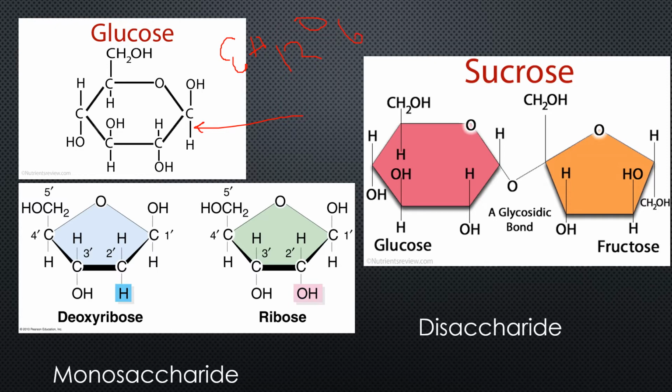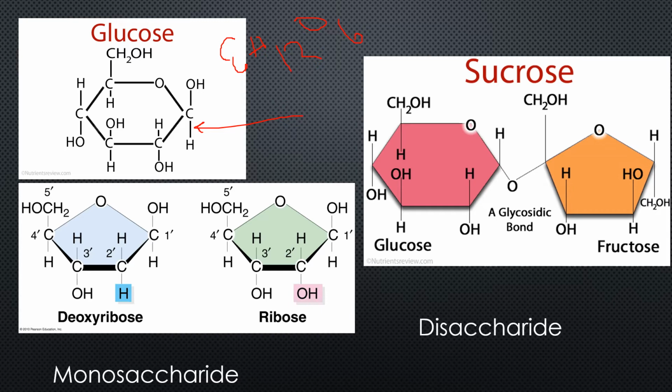C6H12O6. Maybe you can read that. That is what we use during cellular respiration, and it's broken down, and the energy that's released from that is stored as ATP. So this is our very important monosaccharide, glucose.